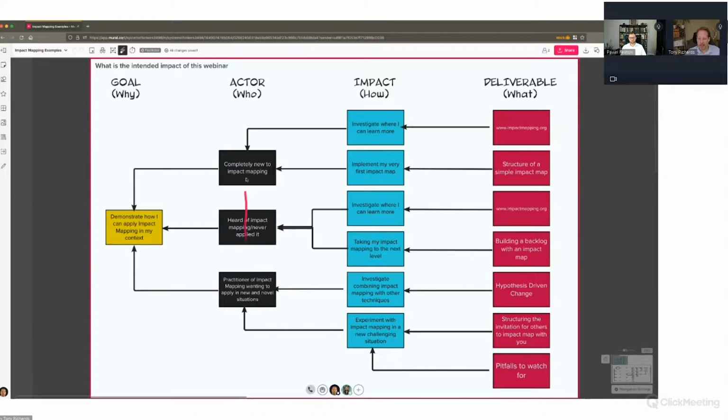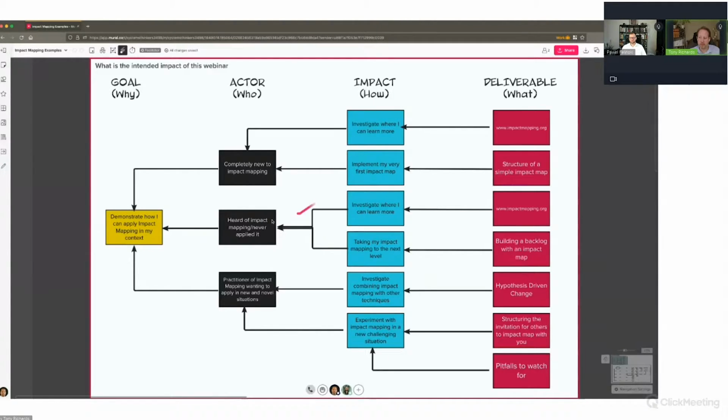So these three actors, these three different personas, are behaving, or you as the viewer are behaving, in a certain way today. And as a result of this webinar, we're looking to make a change to that behavior, an impact. So the next area of the impact map is saying, well, how will these actors be behaving if we are achieving the stated goal? If we were achieving that goal for the completely new impact mapper, they might be going straight from this call and investigating where they can learn some more. Or they might be implementing or actually trying their first impact map.